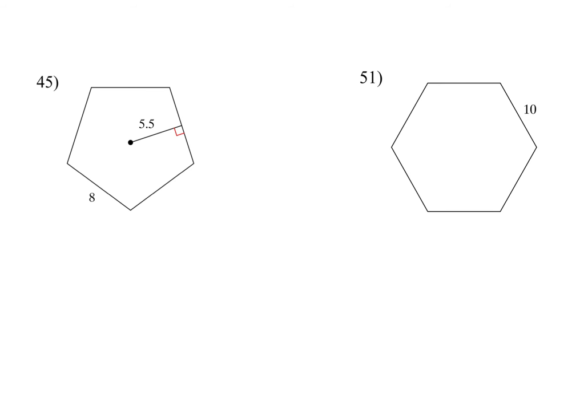The formula for a regular polygon is 1/2 apothem times perimeter. The apothem is the distance from the center perpendicular to the side. If they give you only one line, the number that they give you goes with that line. So they have given me the apothem. So I already know 1/2 times 5.5. That's my apothem.